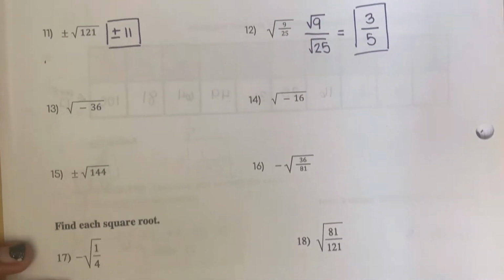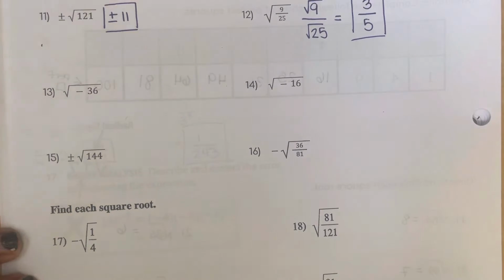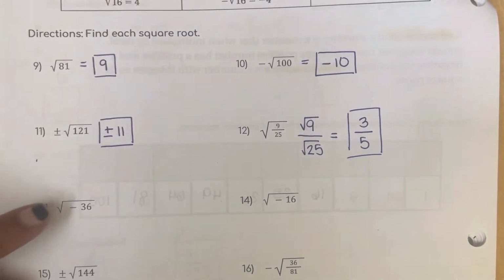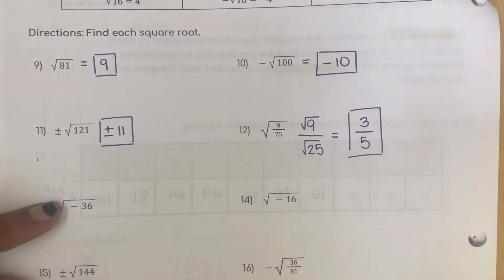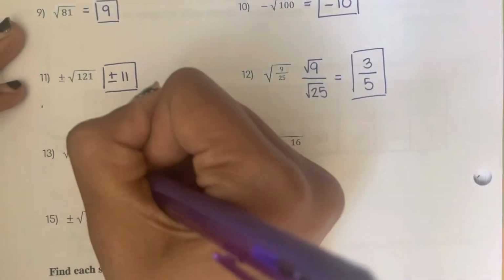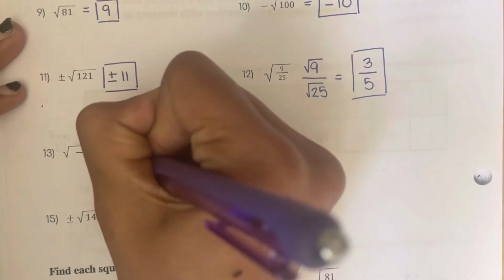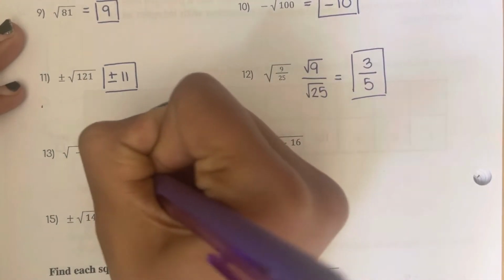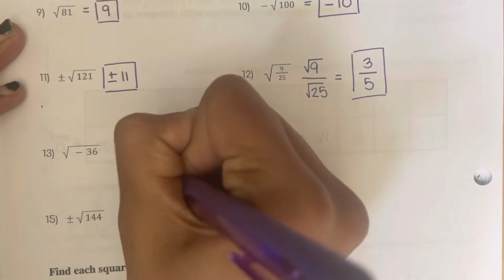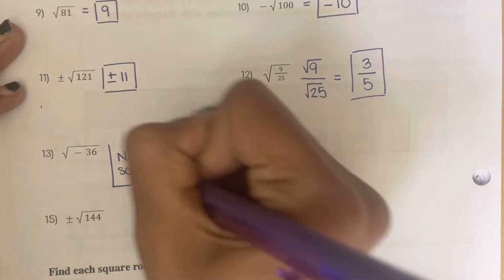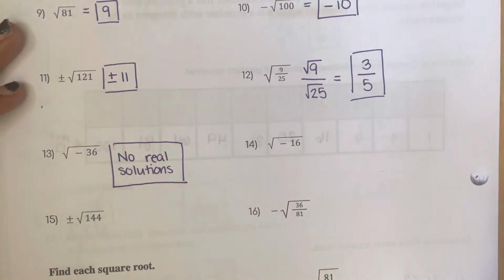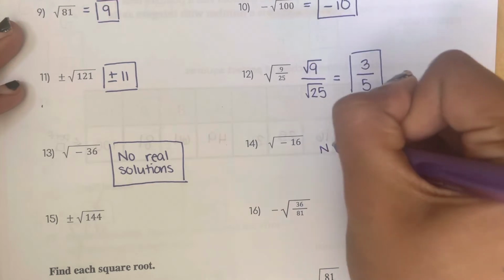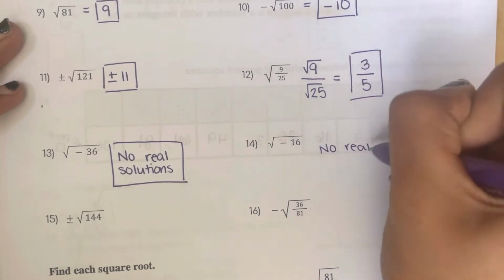Looking at number 13, that's where it starts to get a little bit iffy because it does have a negative sign, like number 10 did, but the negative is under the radical, which we are not allowed to have. So this one, no real solutions. And again, we have a negative number underneath the radical. So again, no real solutions.